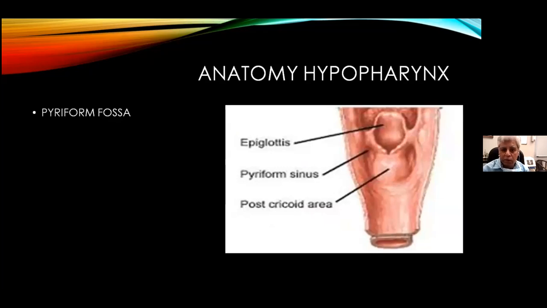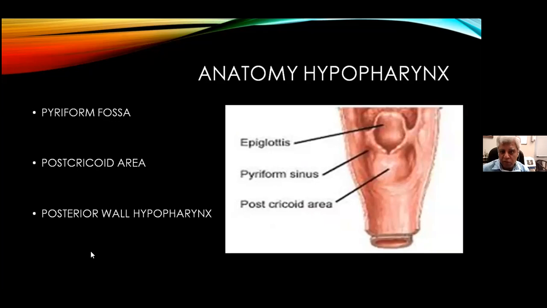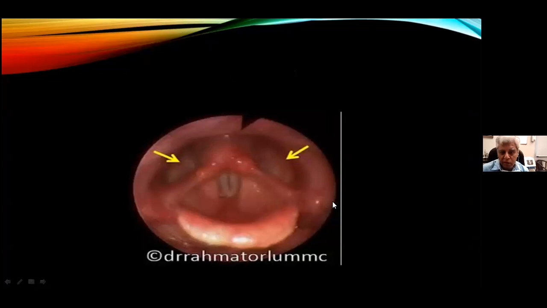Okay. So the hypopharynx is divided into three parts: the piriform fossa, which is this area, then the postcricoid area, just behind the cricoid, and the posterior wall of the hypopharynx. This is the view which we see through the fiber optic laryngoscope. So it is upside down, and this is anterior, this is posterior. These are the piriform fossa, arytenoid cartilage, epiglottic fold, false cord, true cord, epiglottis.